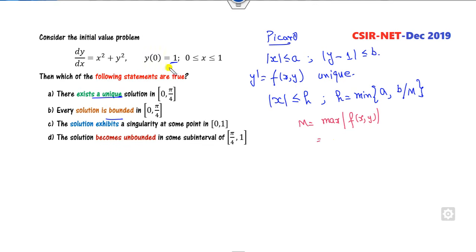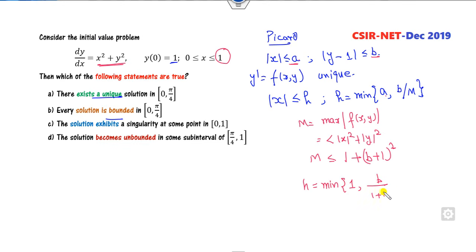What is the f of x, y? X square plus y square. So what is the mod of x square plus y square? Mod x square plus mod y square. So what is the mod of this? Its upper value is 1. Y's upper value is b plus 1 whole square. Fine. So what is that? A is 1. So h is the minimum of 1 and b over 1 plus b plus 1 whole square.